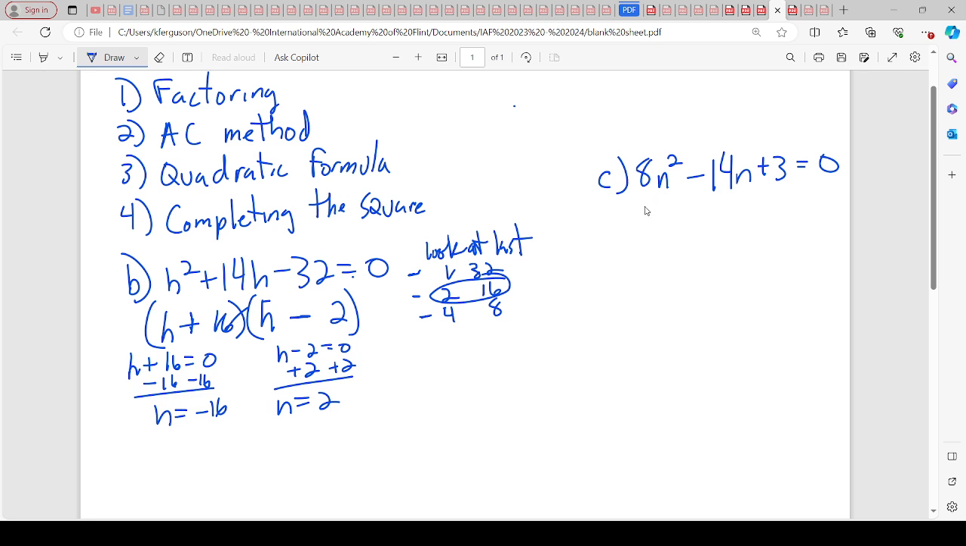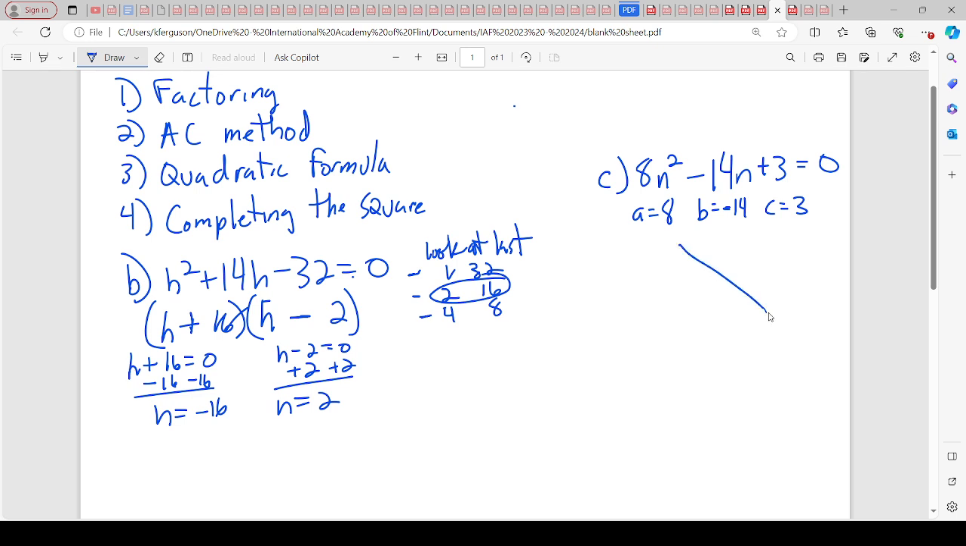So the AC method is I think of the leading coefficients for each of my terms for A, B, and C. So what's A for that first one? 8. What's B? Negative 14. It's important you keep the signs. And then what's C? Just 3.